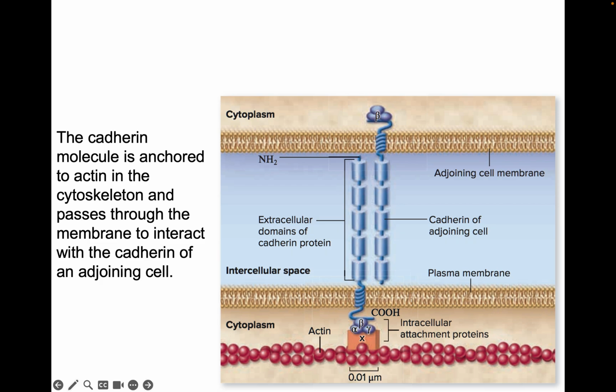This is what helps the actin and the microtubules be connected to each other, so the cytoskeletons of these cells are connected. This is very important in cells where there's a lot of contraction, like the heart. We'll see this a lot in the heart.